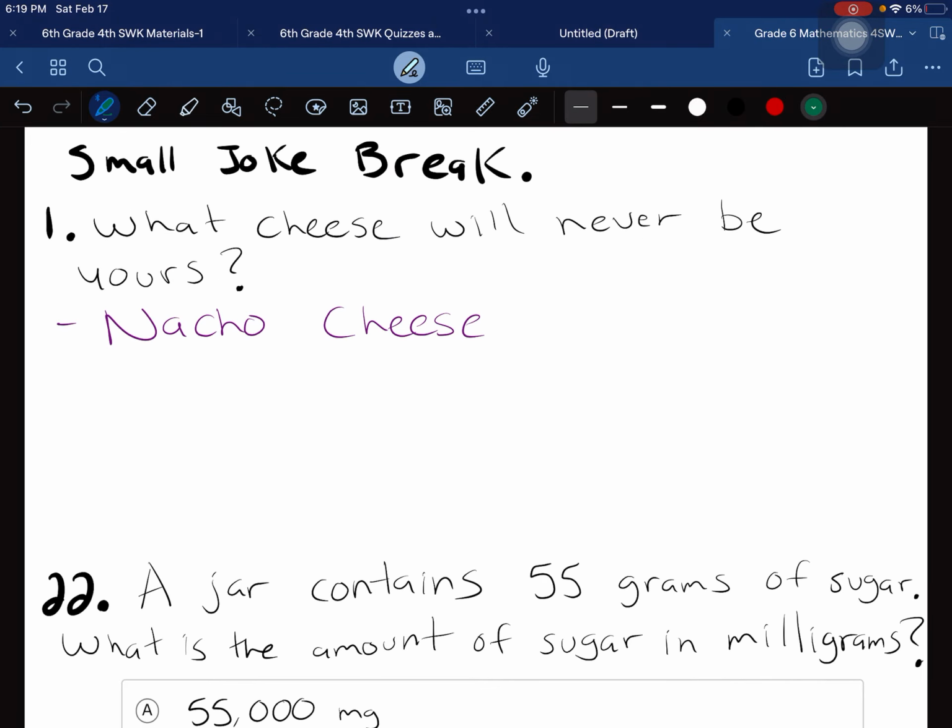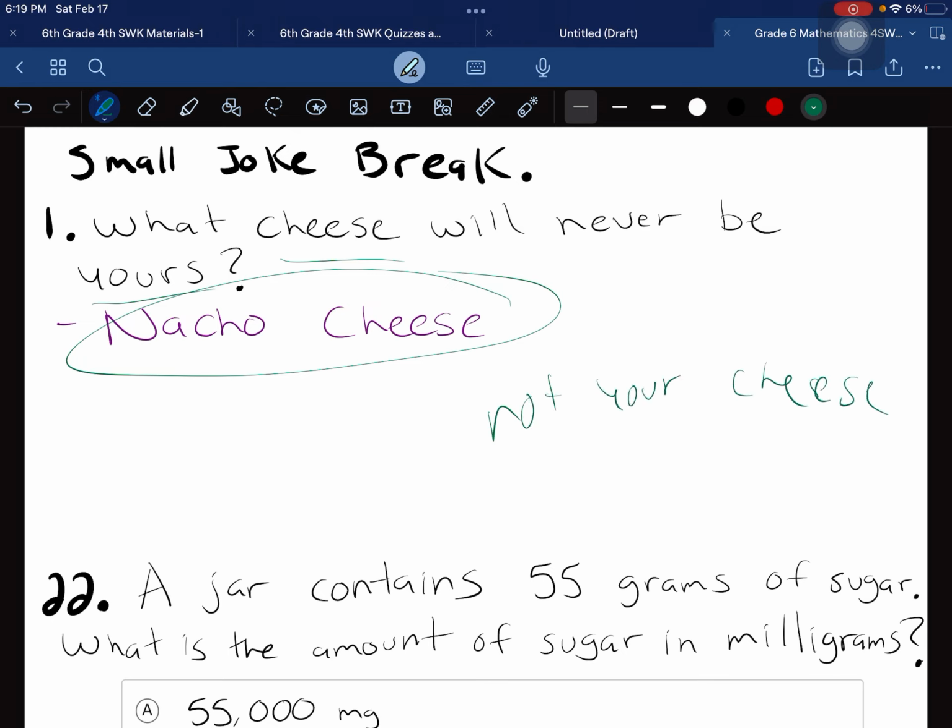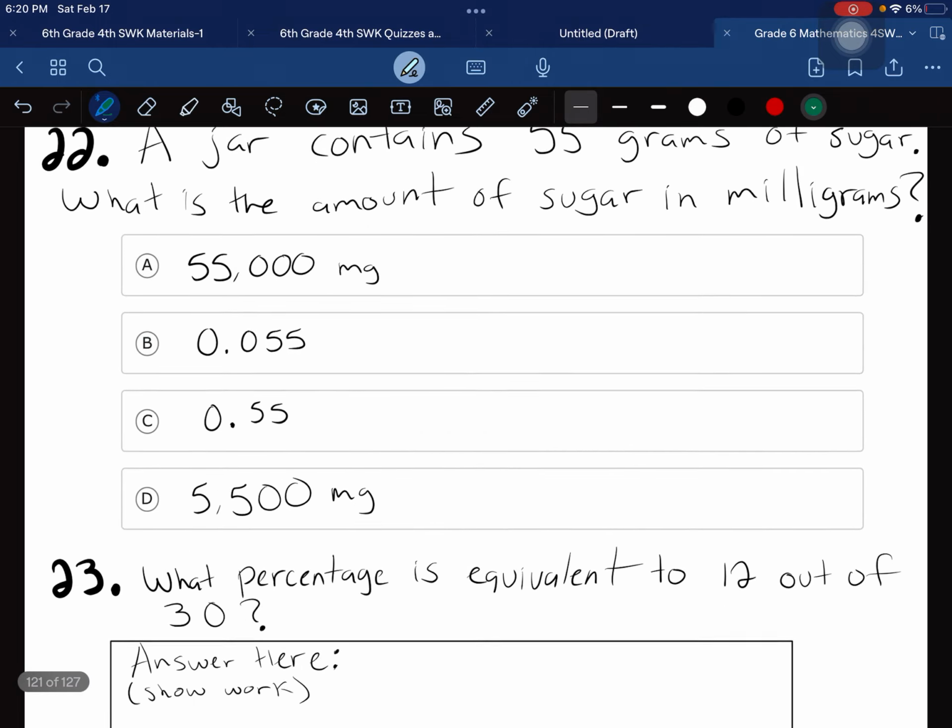Okay, small joke break. What cheese will never be yours? That's nacho cheese. That's like not your cheese. Nacho cheese. Yeah, I know. It's very, very, very funny. Please laugh.